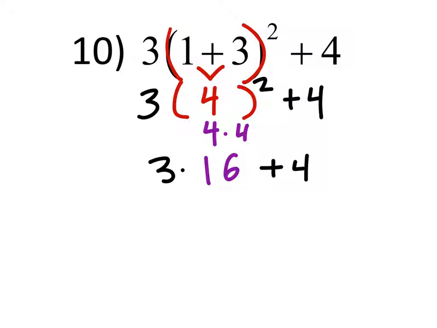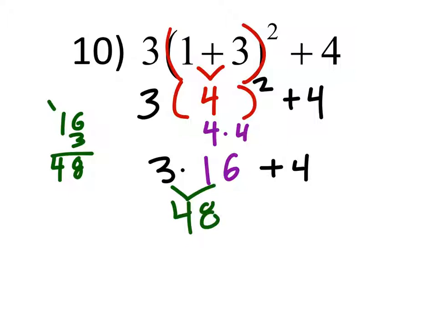So I've got the 3 times the 16 plus 4. So I've taken care of parentheses, I've taken care of exponents. Now I look for multiplication or division from left to right. 3 times 16, this one a little bit different. 3 times 6 is 18. Carry the 1, 48. And then I've got this plus 4. So when I combine these, I should get 52.